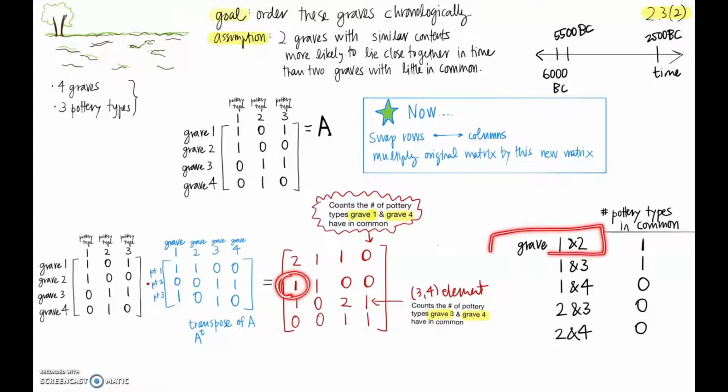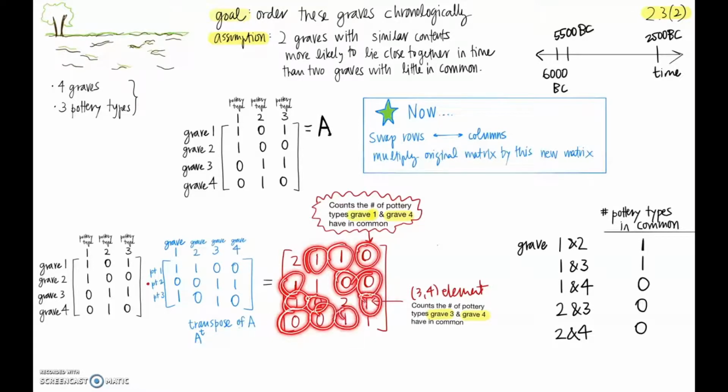Essentially, we already have that because the same number of pottery types that are common to 1 and 2 are common to 2 and 1. It's a symmetric relationship. If the pottery is common to graves 1 and 2, it is also common to graves 2 and 1. That order doesn't matter. So this number will always, in fact, be exactly equal to this number. And you're seeing it already. This number is the same as this. This number is the same as this. This number, same. This number, same. This number, same. So we're getting a symmetry. And we'll talk in a minute about what the diagonal numbers represent.